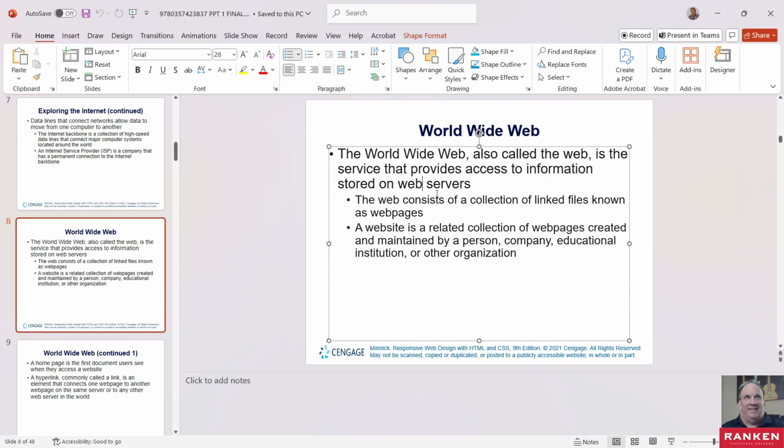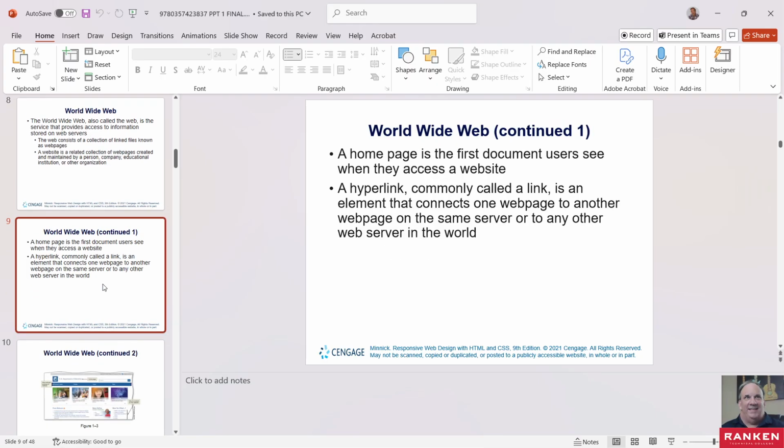So the web consists of a collection of linked files known as web pages. A website is a related collection of web pages created and maintained by a person, company, educational institution, or other organization.